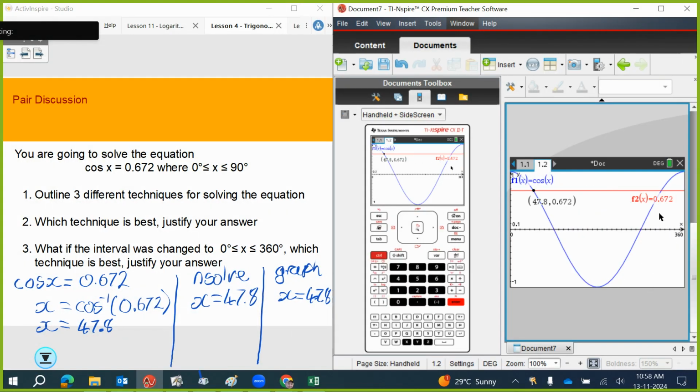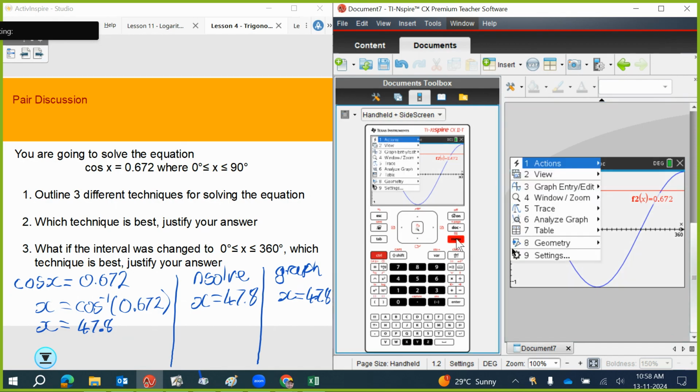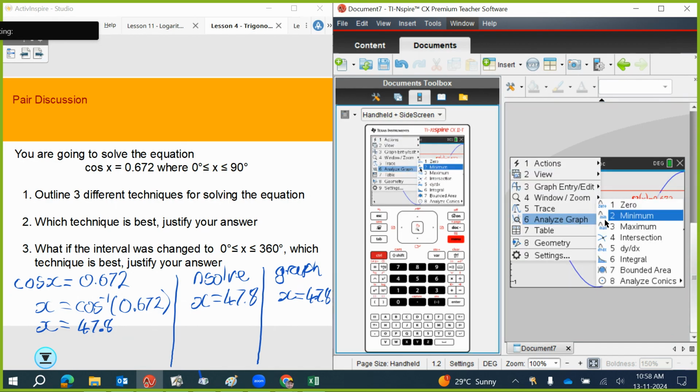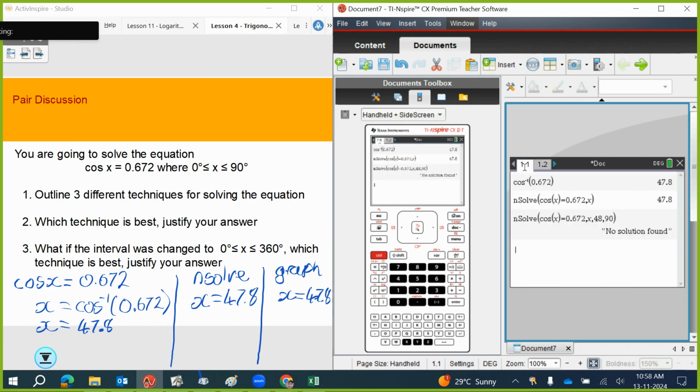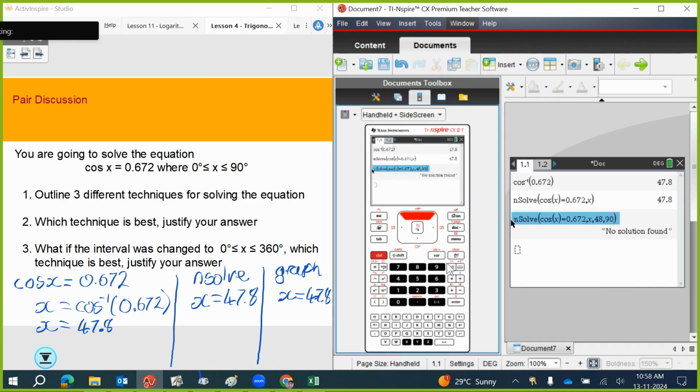How many solutions would we expect to find? 2. Why, Zaki? Because it crosses the two intersections. Yeah, you see how great this strategy is for very quickly visualizing how many solutions we're going to get. So the second solution that NSOLVE would give us would be 312.